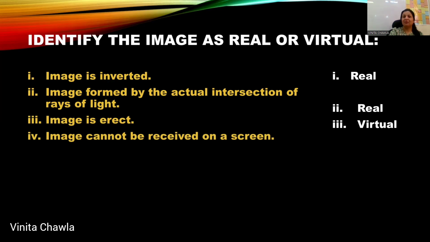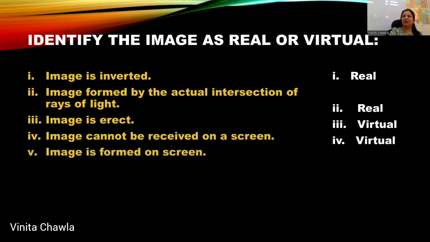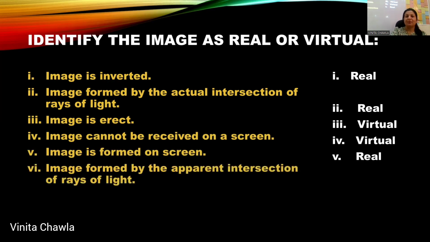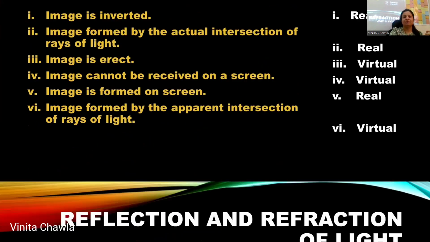Image on screen. An image which cannot be obtained on a screen is virtual. Yes. An image formed on a screen is real. A virtual image is formed by the apparent intersection of rays of light. Apparent means where rays appear to meet. They are not actually meeting, but they appear to meet. Virtual. Example: mirror.